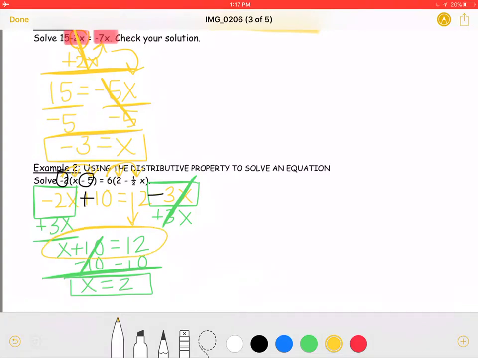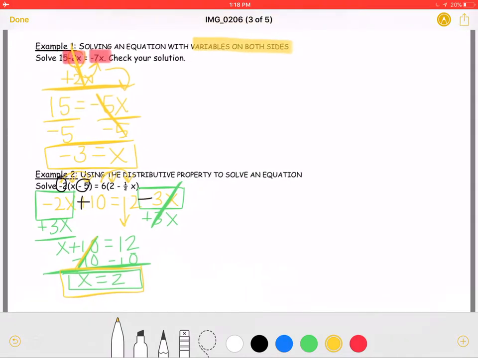Now I'm moving that constant over to the right side. So to get rid of plus 10, I subtracted 10 from both sides. That canceled. And then 12 minus 10 gives me 2. So x equals 2. Remember, if you ever want to check, like example 1 and 2, I could have checked my solution. Do a check, plug in what you got, and see if you are correct.